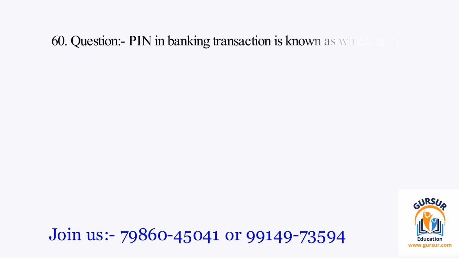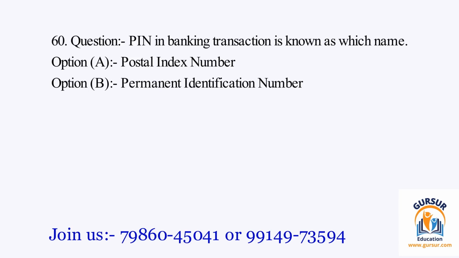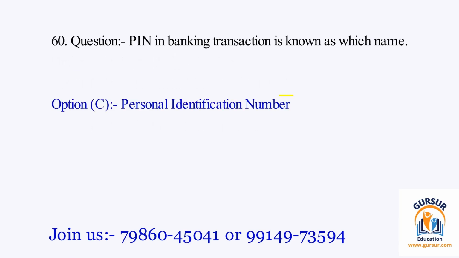Question number 60. PIN in banking transaction is known as which name? The option A is Postal Index Number. The option B is Permanent Identification Number. The option C is Personal Identification Number. The option D is Public Interlocking Numeric. The right answer of the question is option C, and that is Personal Identification Number.